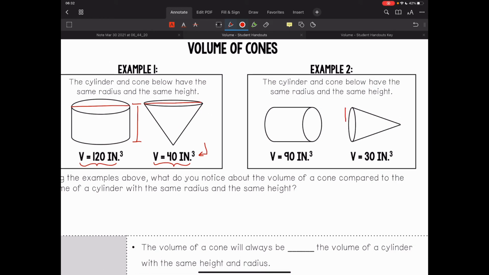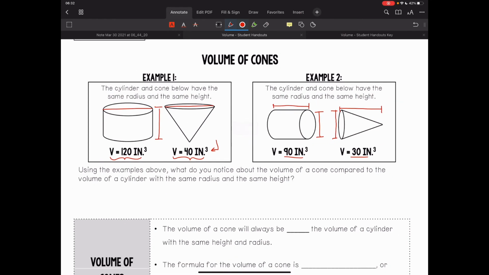So again, we can see the diameter here and the diameter here are the same. And the heights, which is, if you remember, the distance between the bases, is also the same. So those measurements are equal for both. And again, this looks like it's about 1/3 of the volume of the cylinder. And that's not a coincidence.